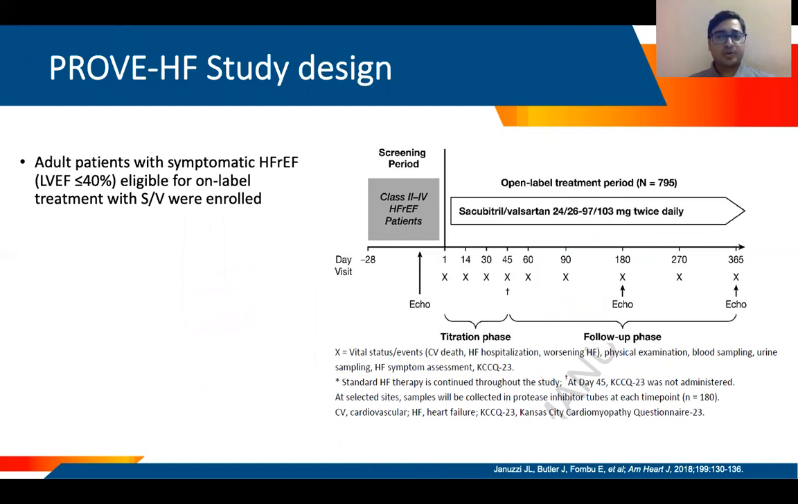I will quote only two studies. One is the PROBE-HF study that includes patients with LV ejection fraction less than 40%. It's an open-label treatment with the ARNI, and the screening period was for 12 months.